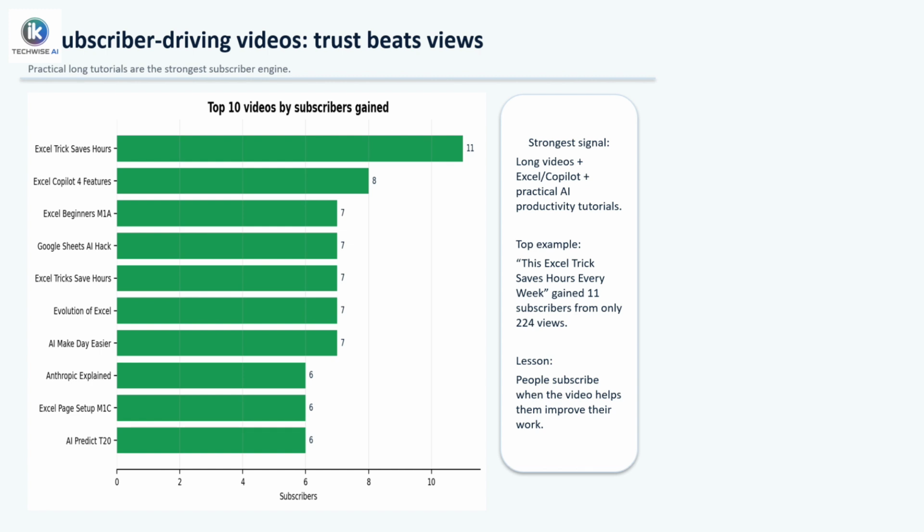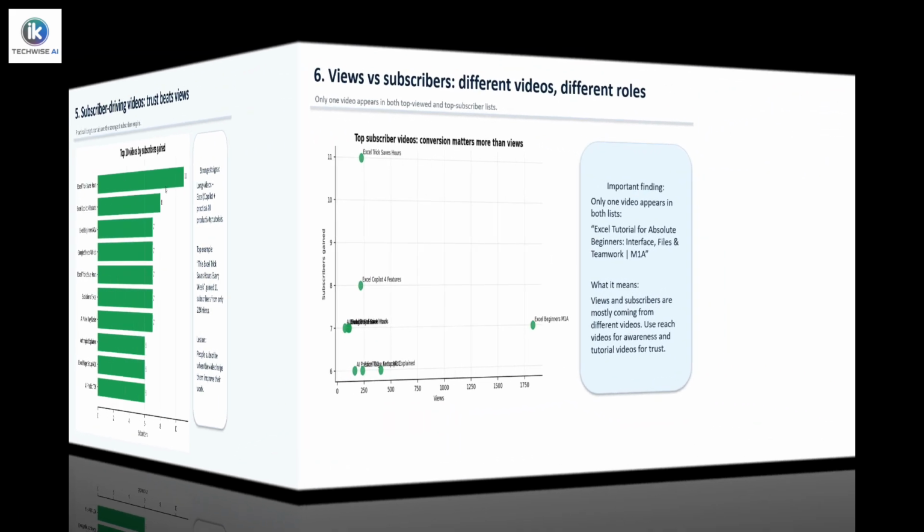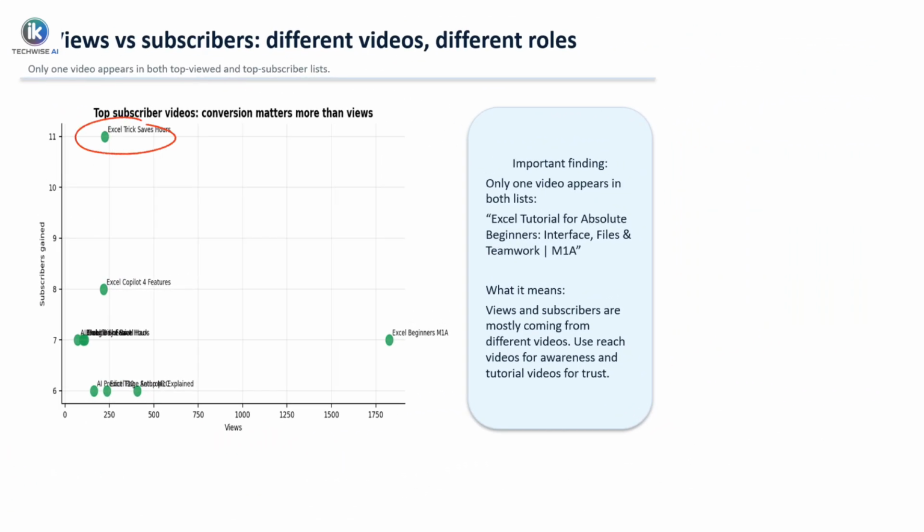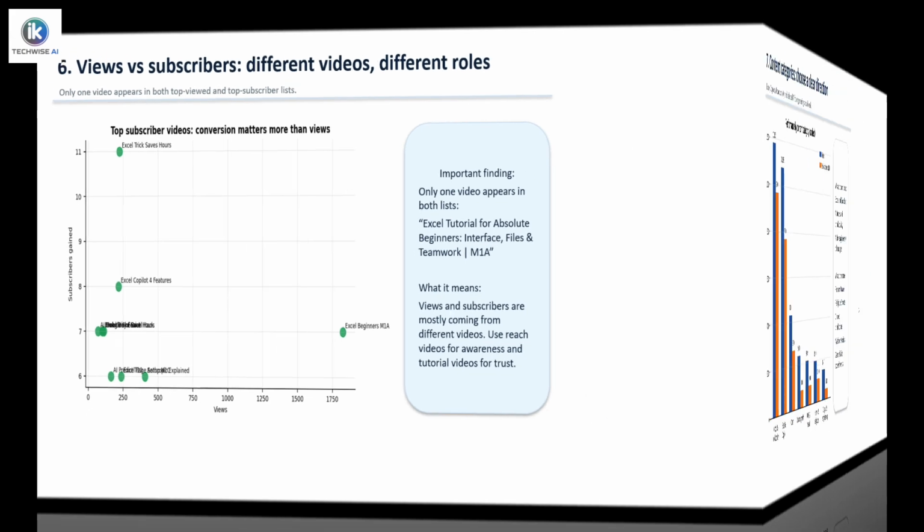The report found that only one video appears in both the top viewed list and the top subscriber driving list. This is a very important insight. It means the videos that attract viewers are not always the videos that build subscribers. So the channel needs two layers: shorts and curiosity for discovery, and long practical tutorials for conversion.